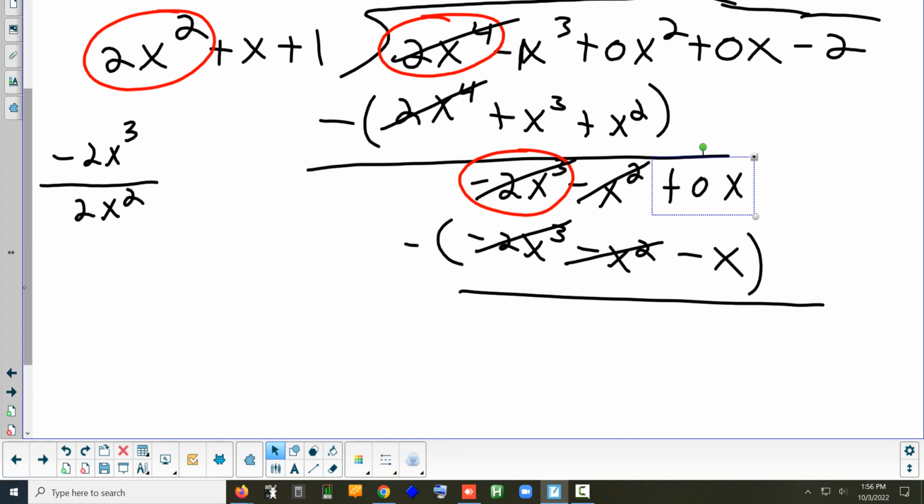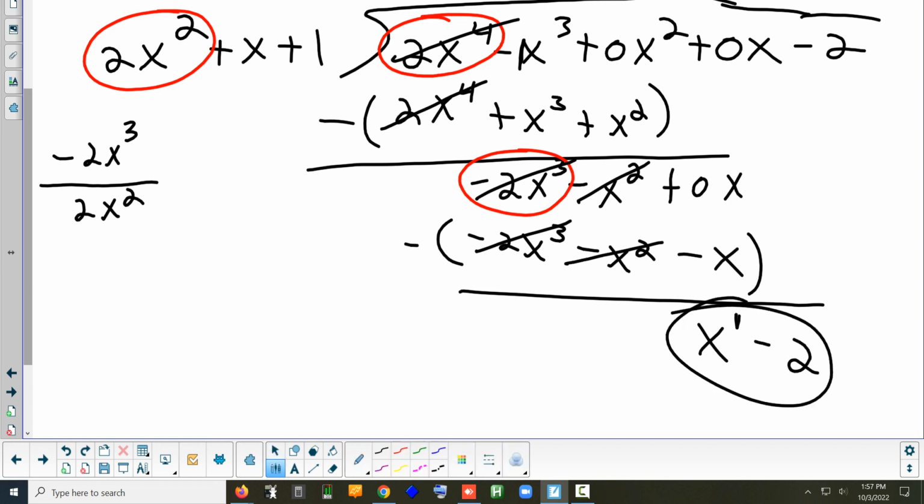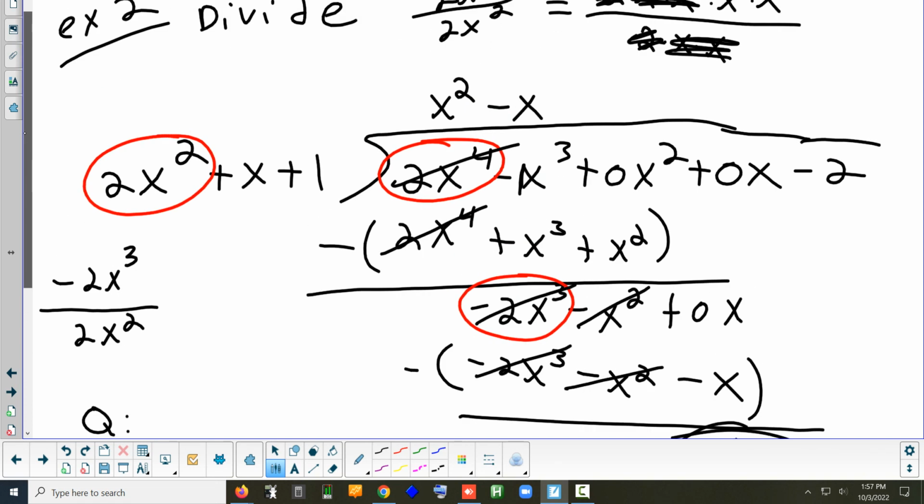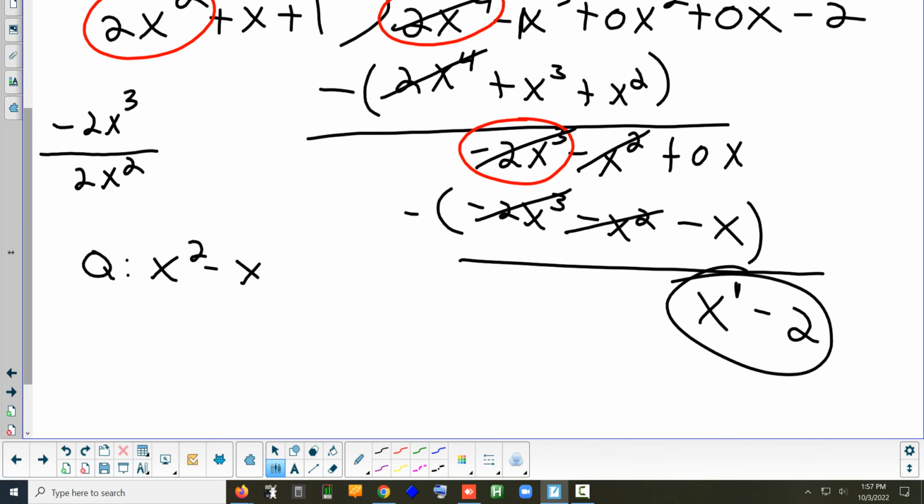All that's left is 0 minus x. Tony, what's 0 minus x? X. Now what's the exponent on that x, even though we don't write it? 1. That's a 1. What was the exponent on our outside problem? 2. It was a 2. Is 1 smaller than 2? Then we're done. Okay. Only thing we have to do is bring down the 2. This is my remainder. So the quotient is x squared minus x. And the remainder is x minus 2.